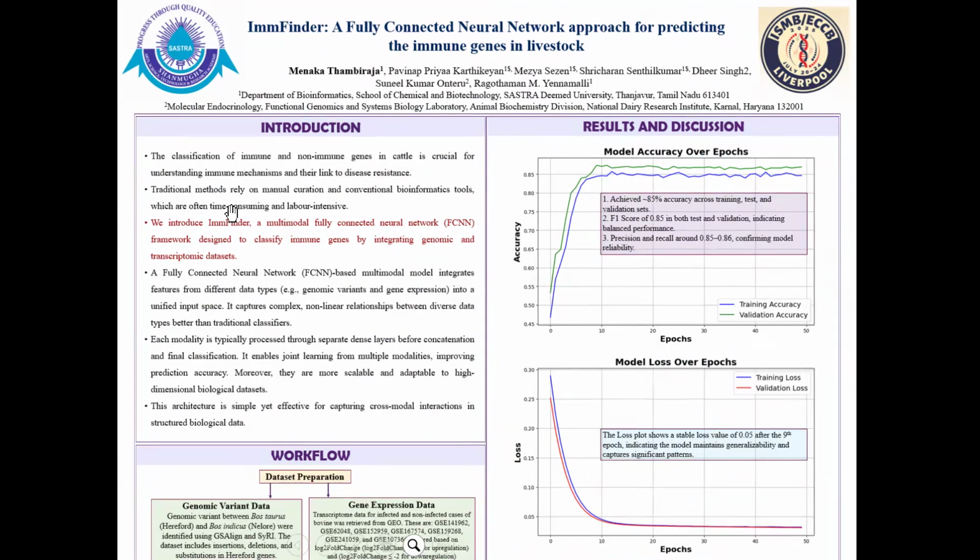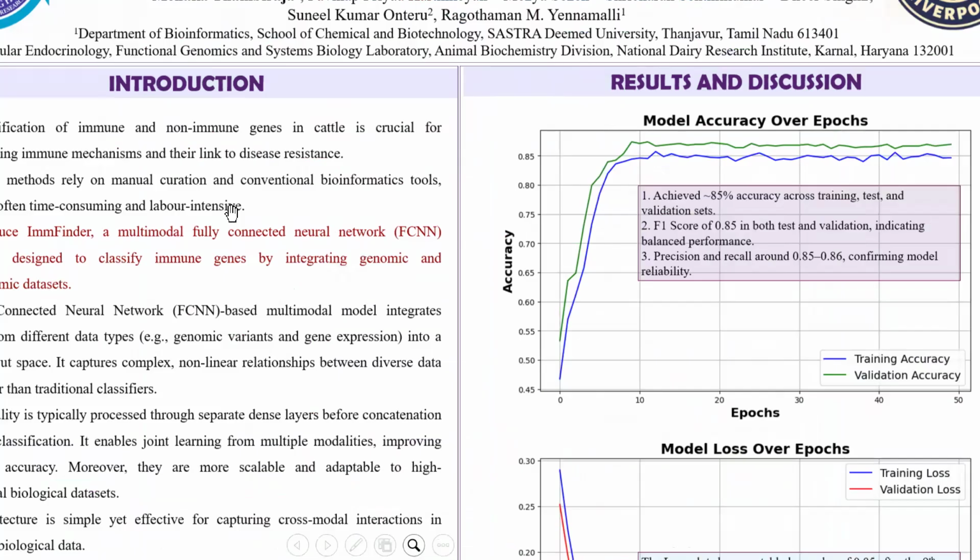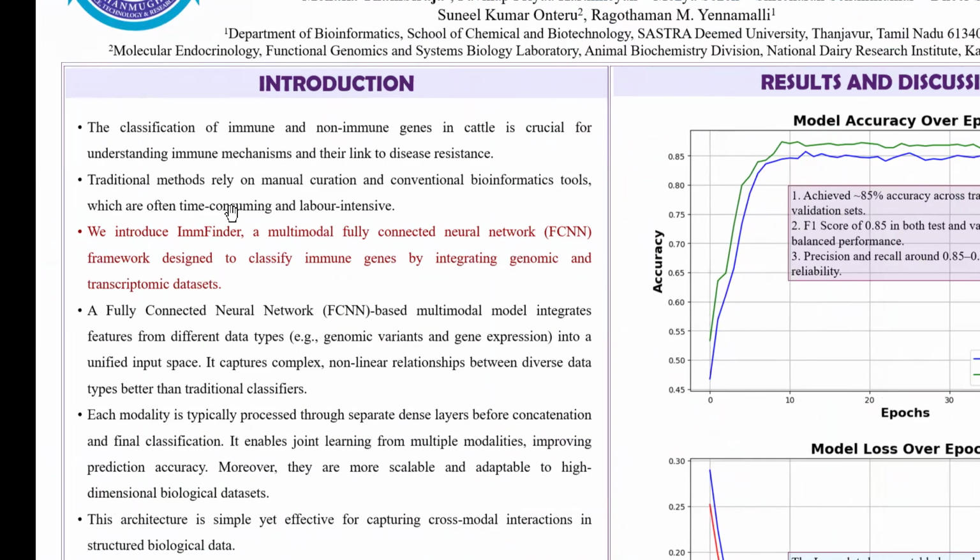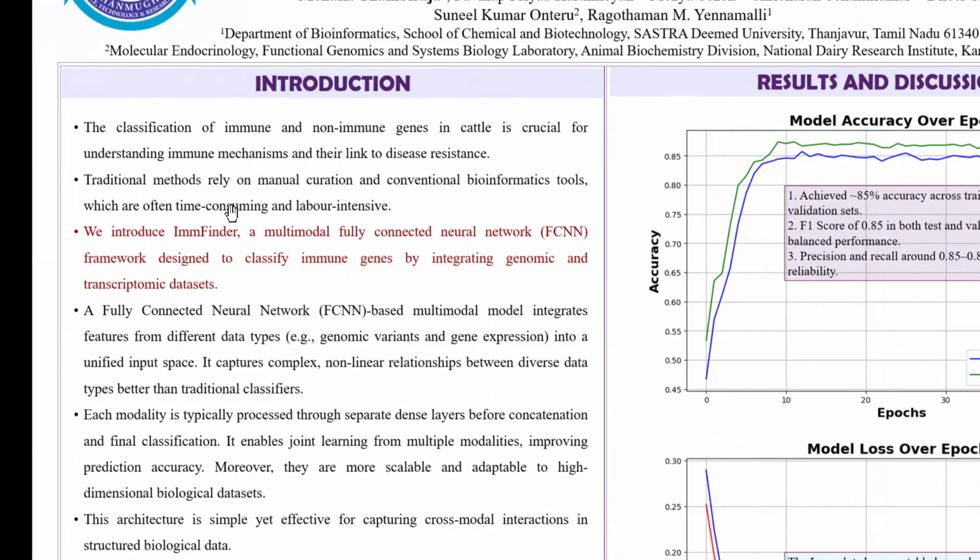When coming to the introduction, the classification of immune genes from non-immune genes in cattle is very important to understand their immune mechanism and their association with disease resistance. Some cattle, like Indian cattle, are inherently resistant to multiple diseases and have very good immune mechanisms compared to other cattle like exotic and hybrid cattle.